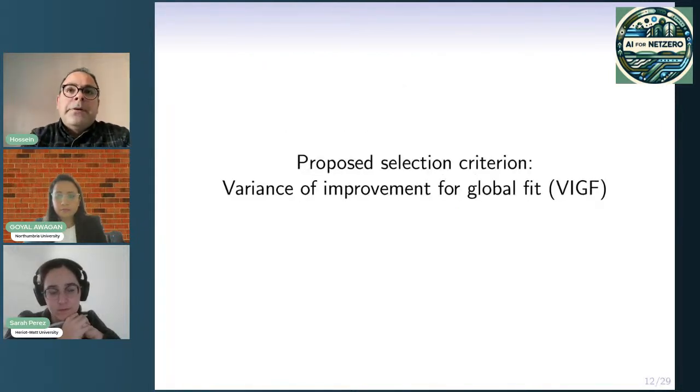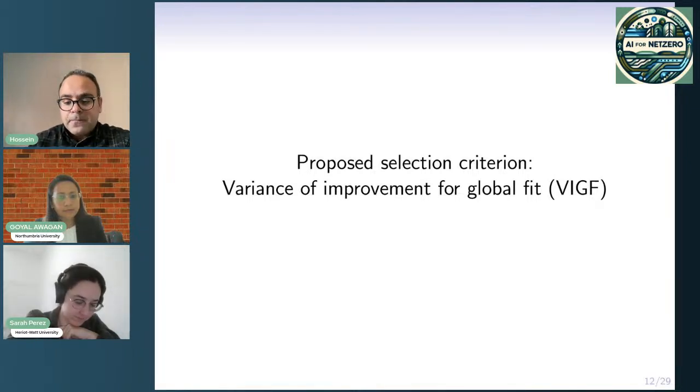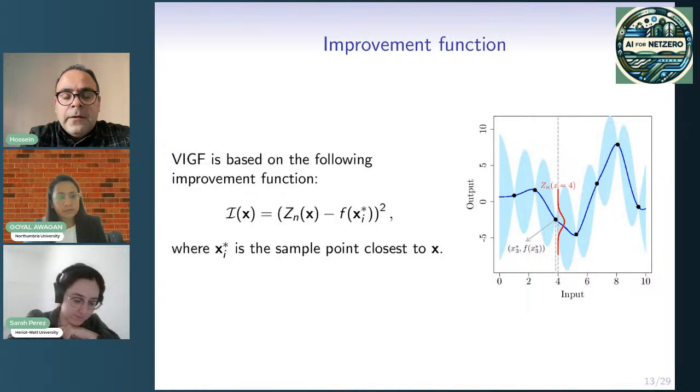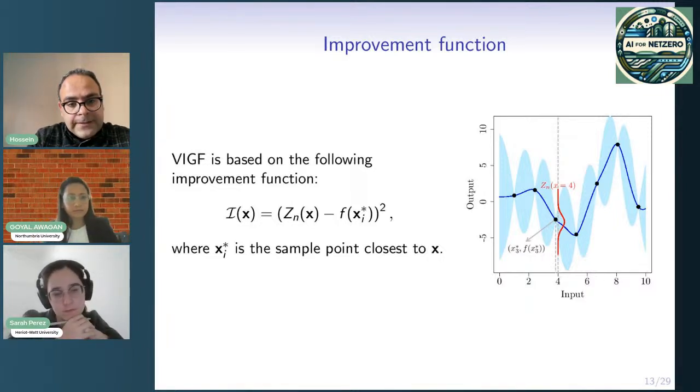Now I present my adaptive sampling criterion called VIGF, which stands for variance of improvement for global fit. VIGF is based on an improvement function, I of x, which is the squared difference between the posterior Gaussian process and the model output at the closest observed point.